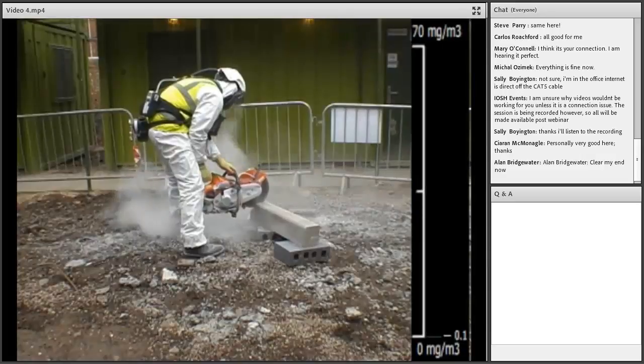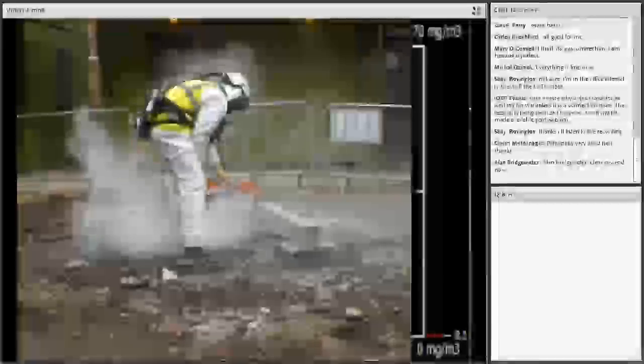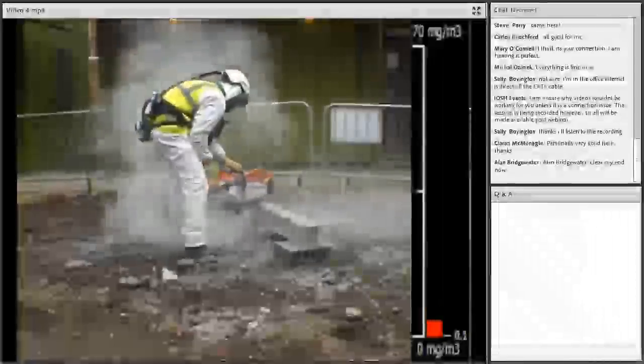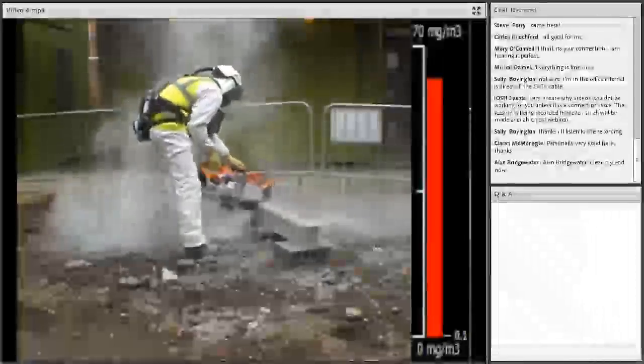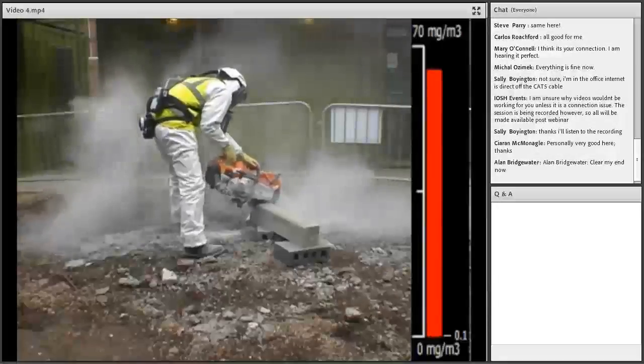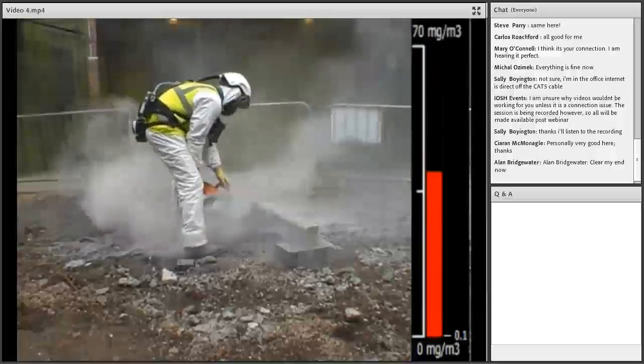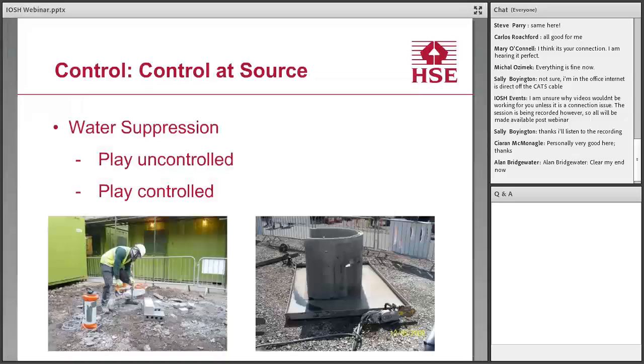What you'll see here is all the visual dust, so the general dust. Slowly the respirable silica dust gets into the breathing zone, and you can see how high that's going up, how significant the exposure levels are. Really, really significant exposure levels there in a very, very short period of time. What we'll do now is show you exactly the same, but with water suppression in use.